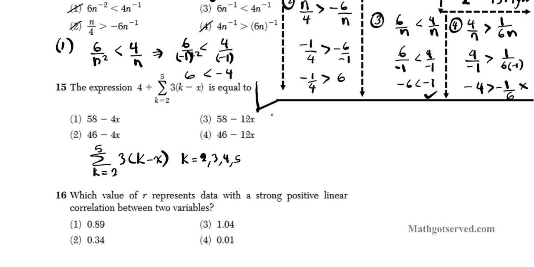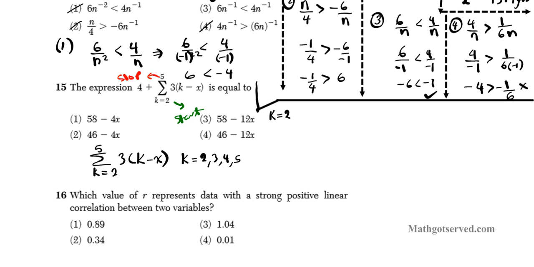All right, so let's generate what the terms are. First one is k equals 2. Remember, the bottom number is where you start. This is your start. And then the top number is where you stop when you're carrying out your iteration, okay? So that's your start and that's your stop.